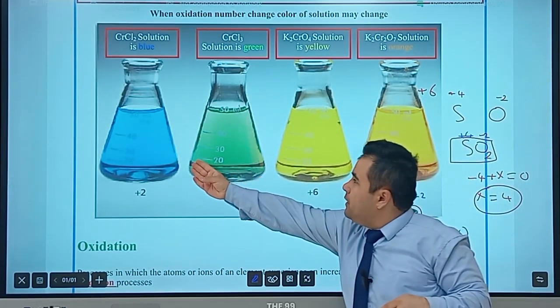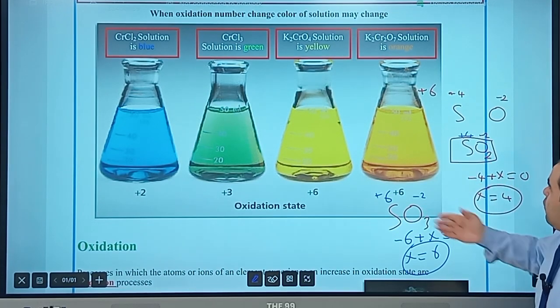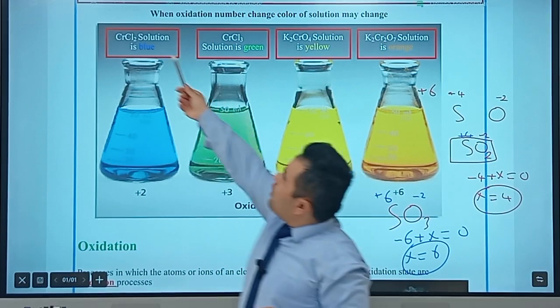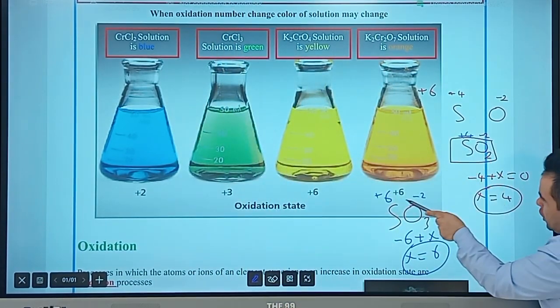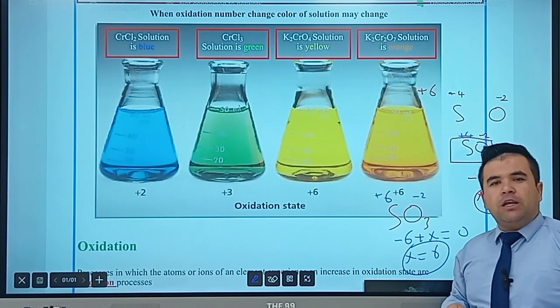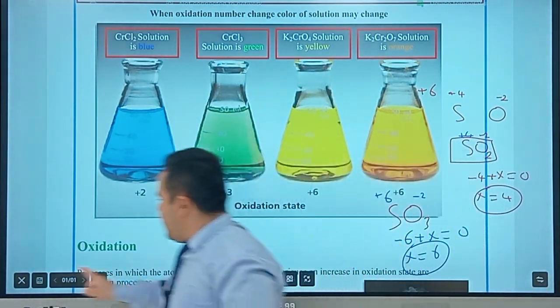Here physically, the color of the compound or the solution changes. Here the structure of the compound as well changes. There as well the structure of the compound changes. As the oxidation number changes, that changes the physical and chemical properties of the elements, the atoms, and the compounds as well.